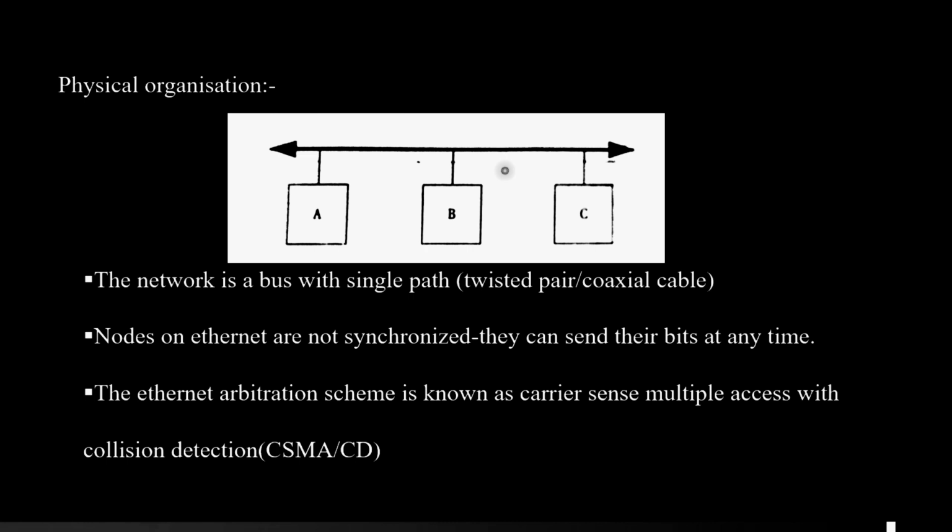Nodes on the Ethernet are not synchronized. They can send their bits at any time. Therefore, when two devices try to send data at the same time, the message will be ruined. The Ethernet arbitration scheme used here is carrier sense multiple access with collision detection, CSMA/CD.